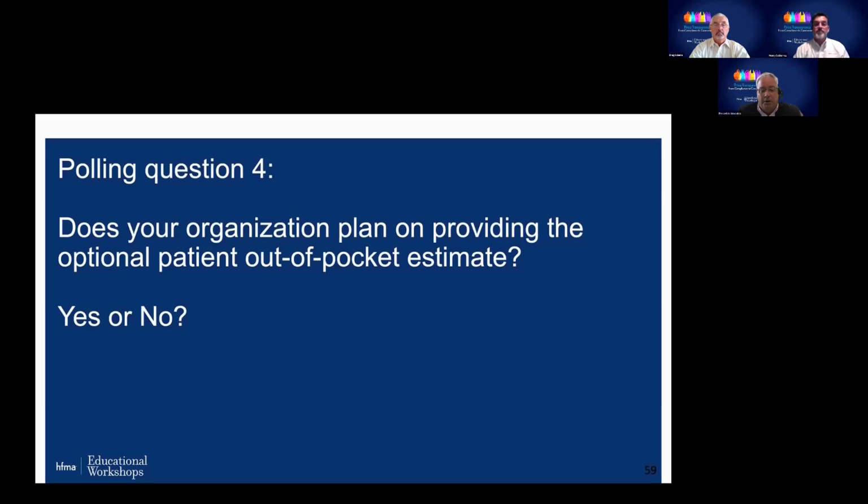So we have polling question number 4. Here's the question. Does your organization plan on providing the optional patient out-of-pocket estimate? In other words, does your organization plan on doing what we were referring to as option 2 or 3? It's a simple yes or no. Great, thanks for providing that information to everyone.